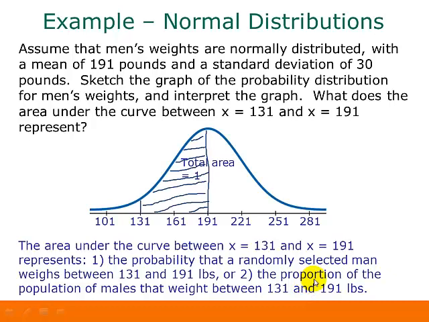There is a relationship between the empirical rule that we used before and finding the proportion or the percentage of data values that are between certain values. There's a relationship between that and probabilities.